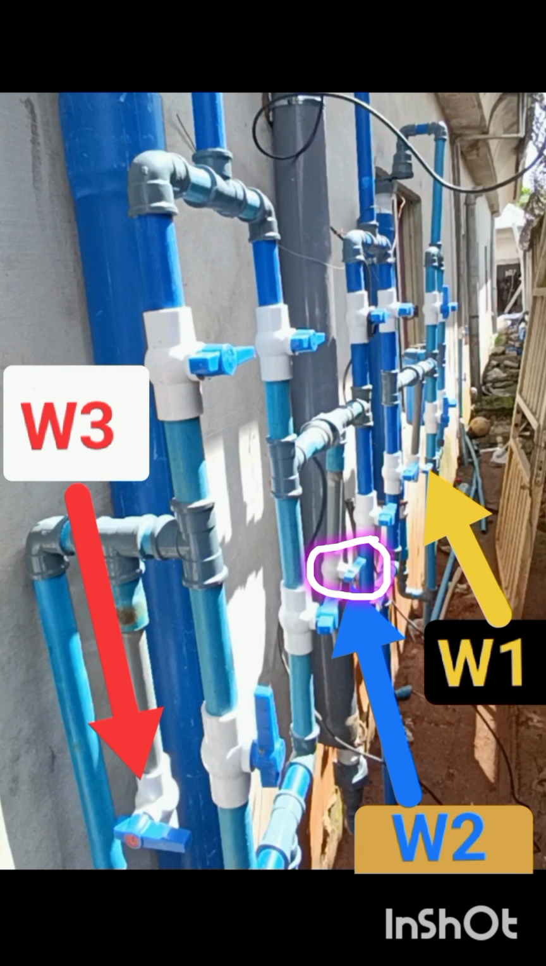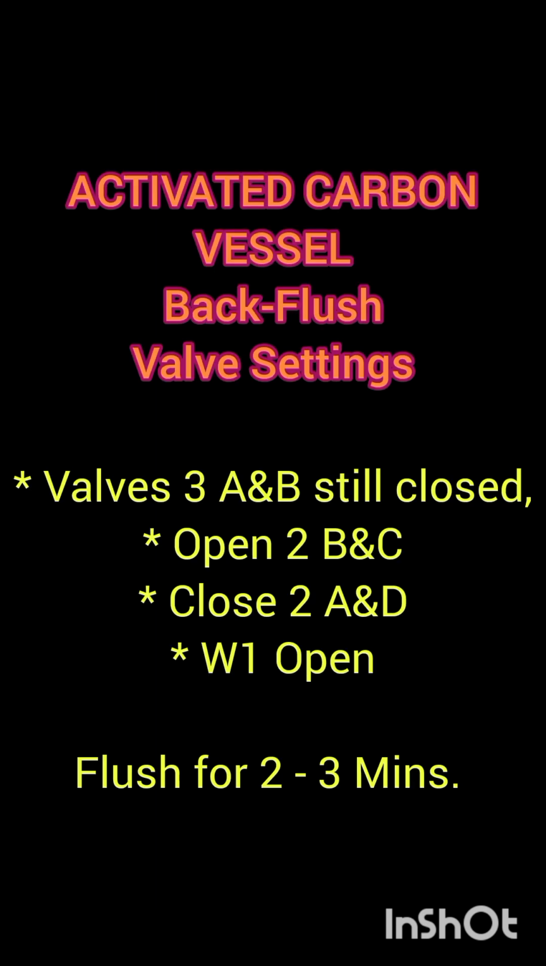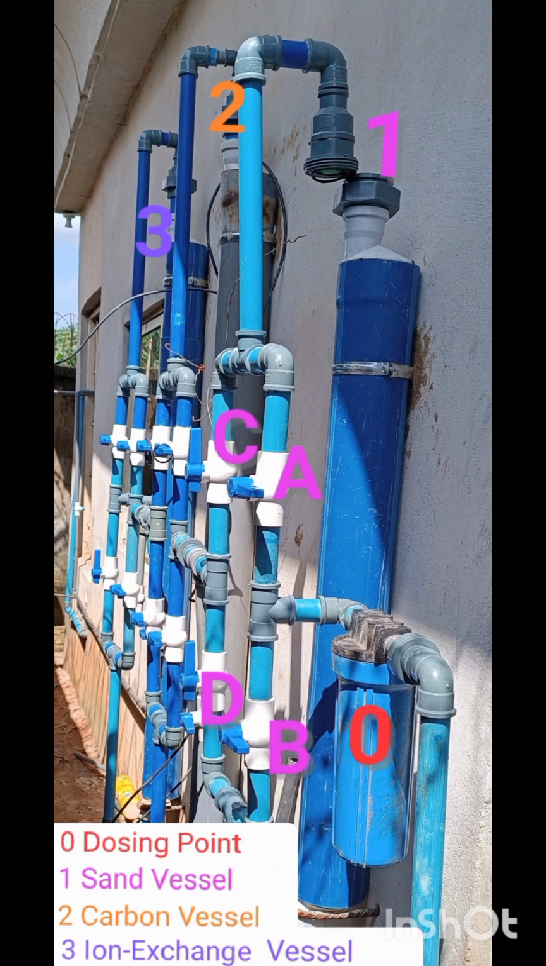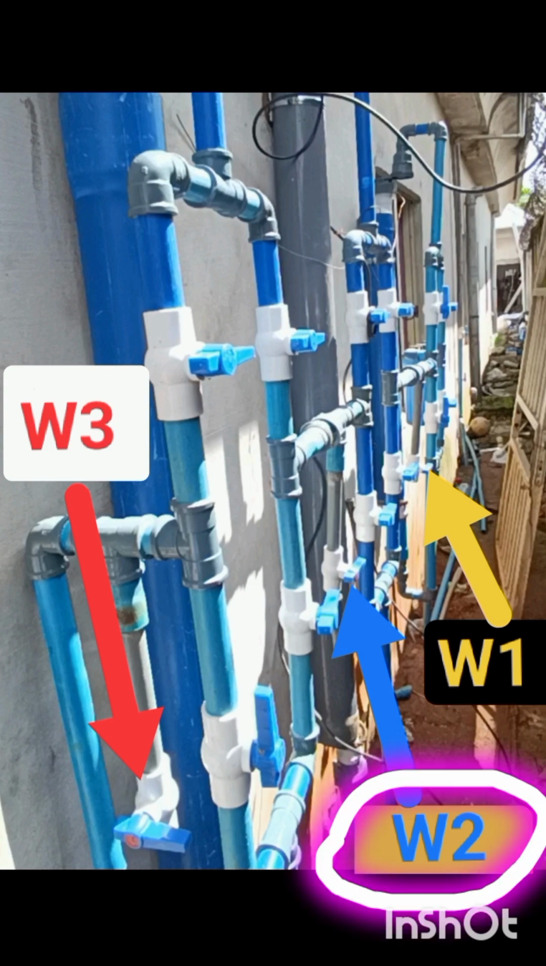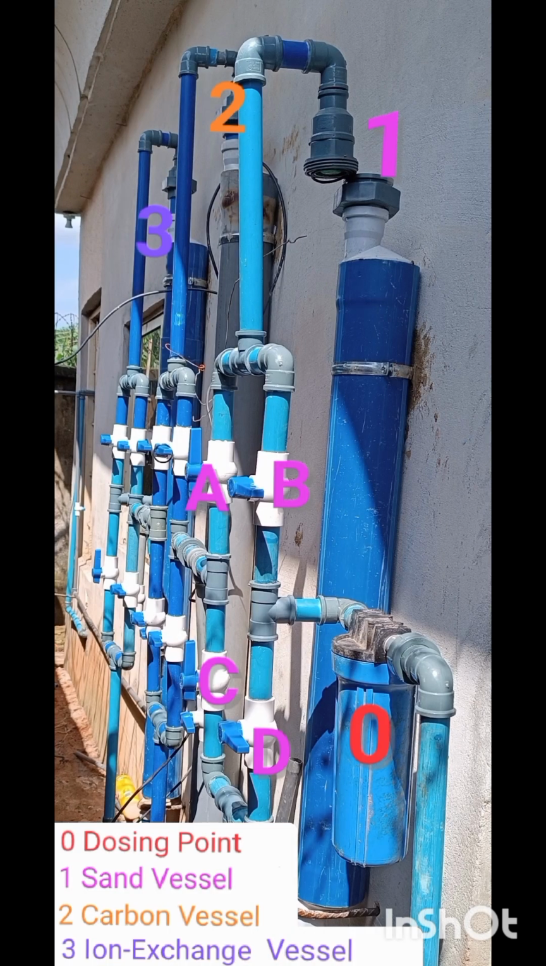Flush for 1 minute. To backflush the carbon vessel, open valves 2B and C, close 2A and D, and also allow it to flush for 2 to 3 minutes. Water from the sand enters the carbon vessel from the bottom and exits at the top and waste at W2. After the 3 minutes of flushing, open valves 2A and D and close 2B and C and proceed to the ion exchange for flushing.